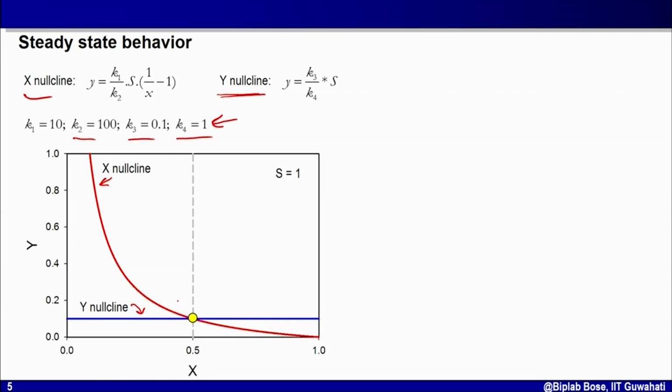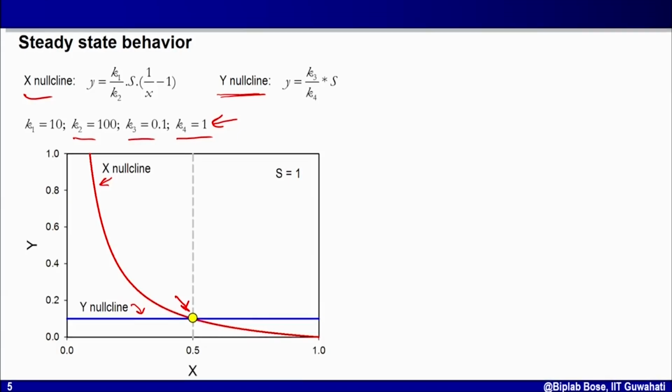And the intersection point here is shown by this yellow dot. And you can easily calculate the value of the intersection point from the previous calculation that we have done. Remember, x is equal to 1 divided by 1 plus K3 into K2 by K4 into K1. So you can put the values of K3, K2, K4 and K1 and it will come that the steady state value of x equals 0.5. So that's what this dotted line is showing. So here I have steady state value of x at 0.5.